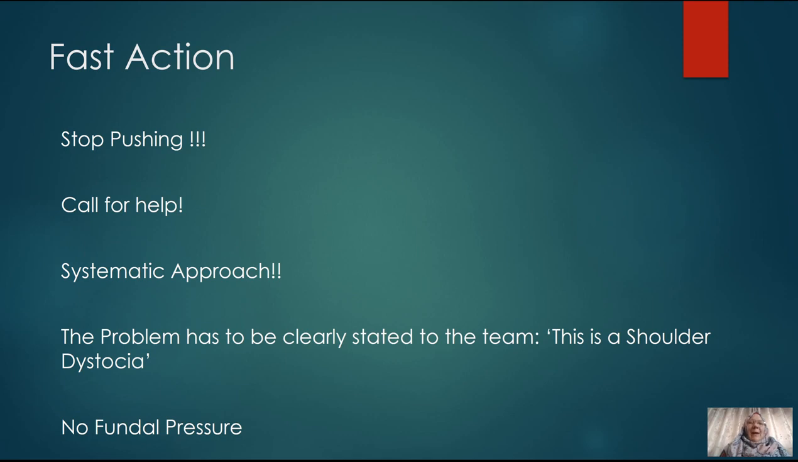You have to call for help, and this has to be in a precise manner, and you have to announce the emergency. As in all emergencies, you should always announce the emergency and say, I have a shoulder dystocia in room 5. You have to have a systematic approach, and we are going to talk about this systematic approach in this lecture.